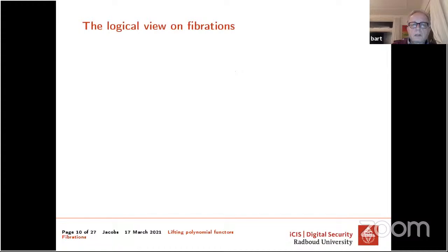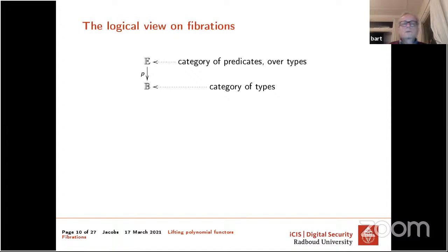Now let's look at the logical view on fibrations. So a fibration is a functor of this form, from a category E to a category B. E is often called the total category and B the base category. Category B is seen as a category of types, and E is a category of predicates, and they live over types. So a predicate is always a predicate on something, and this something is a type.